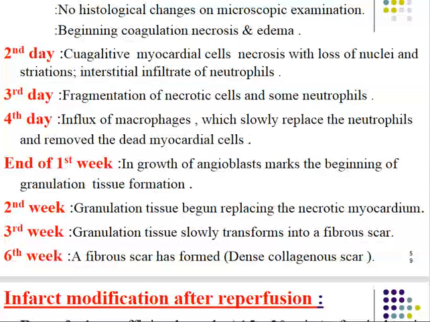In the third week, the granulation tissue slowly transforms into fibrous tissue. At the 6th week, a fibrous scar forms, resulting in a dense collagenous scar. So during this time there are changes that are essential to know, because they are essential to manage the patient and also in forensic medicine regarding the timing of the myocardial infarction.